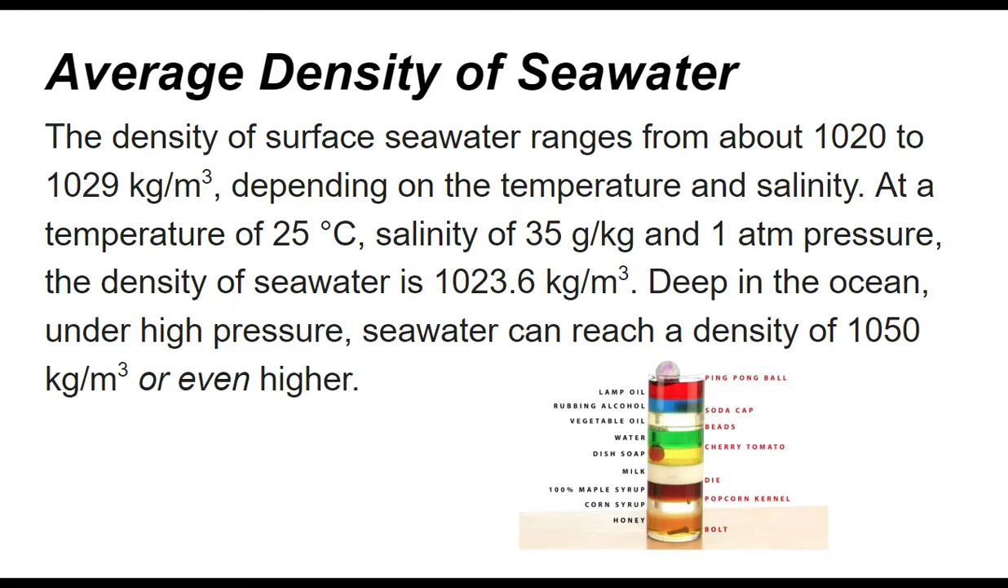Average density of seawater. The density of surface seawater ranges from about 1,020 to 1,029 kilograms per meter cubed, depending on the temperature and salinity. At a temperature of 25 degrees Celsius, salinity of 35 grams per kilogram, and 1 atmospheric pressure, the density of seawater is 1,023.6 kilograms per meter cubed. Deep in the ocean, under high pressure, seawater can reach a density of 1,050 kilograms per meter cubed, or even higher.